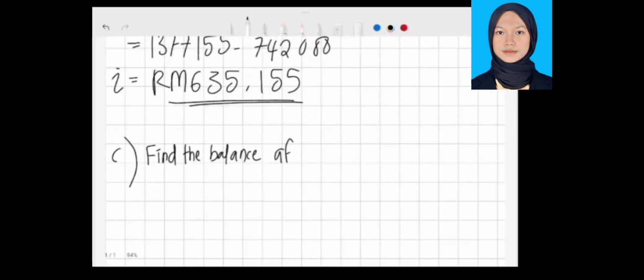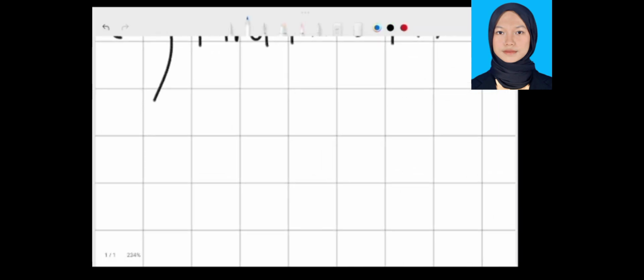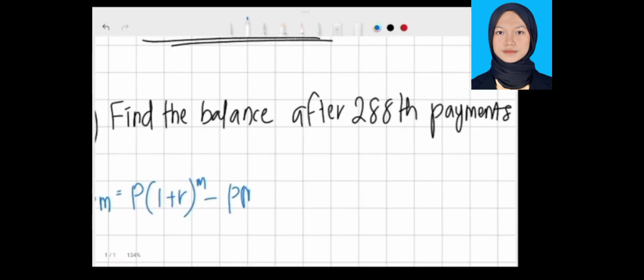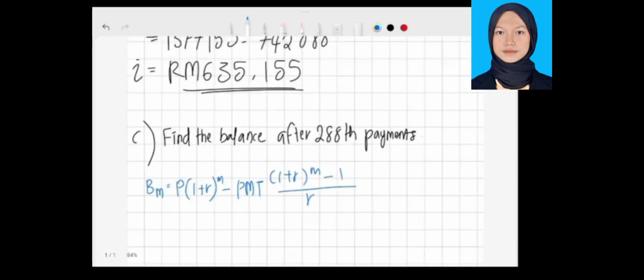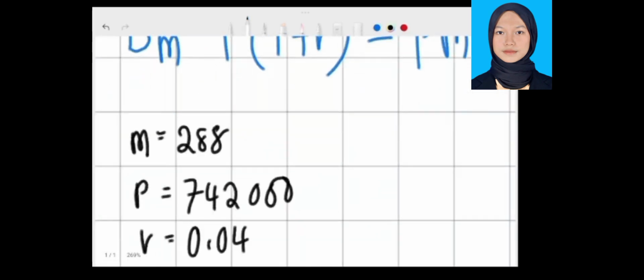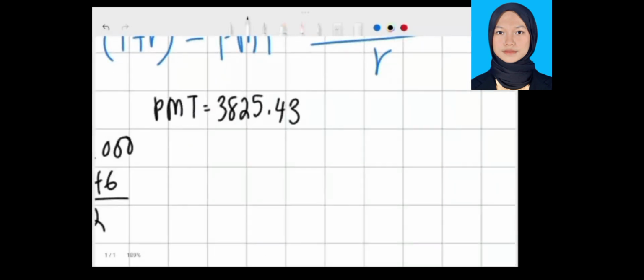We need to find the balance after 288 payments have been made. So we have the formula. It's my mistake, it was PMT, PMT times (1 plus R) power of M minus 1. So M equal to 288, P is 0.72000, R is 0.046 over 12. PMT is the amount that we got for question B, so it's 3,825.43. We need to complete the formula, just add it in.